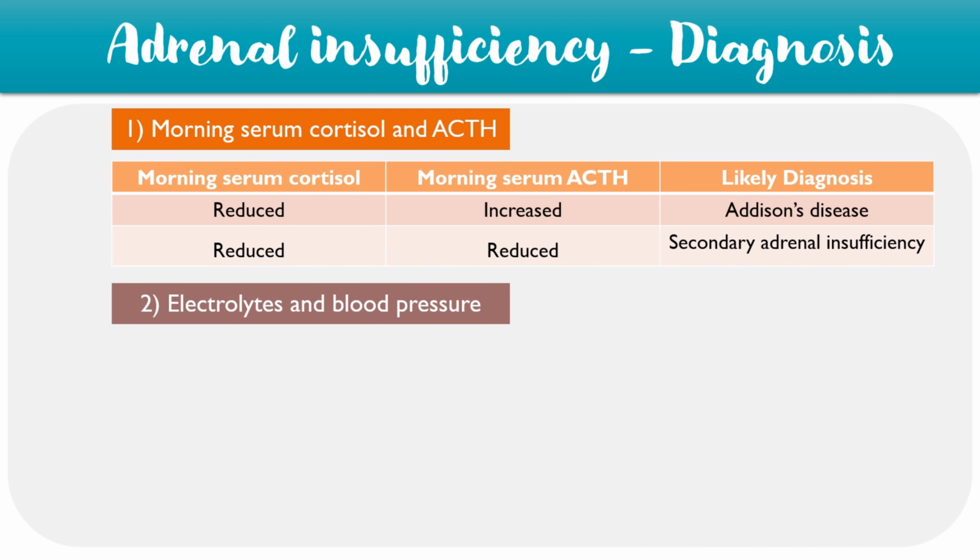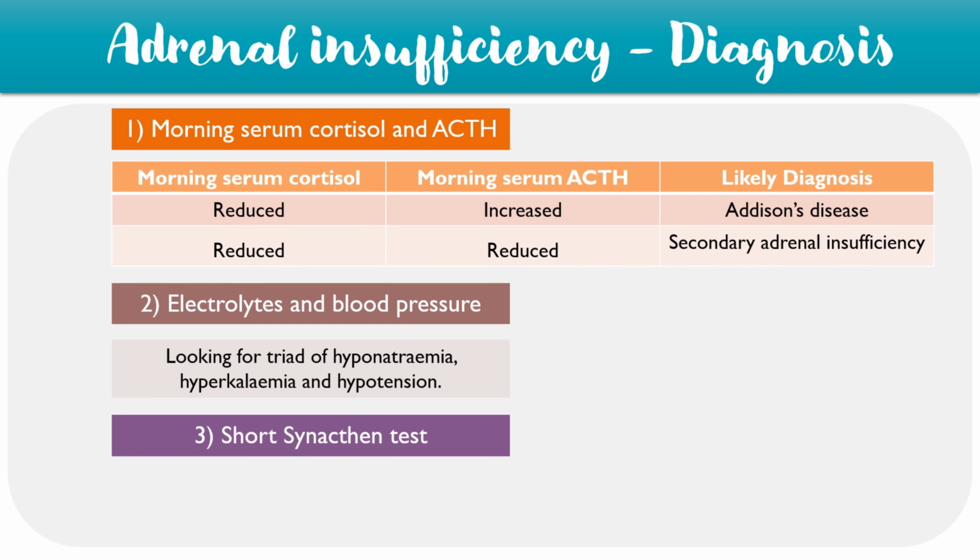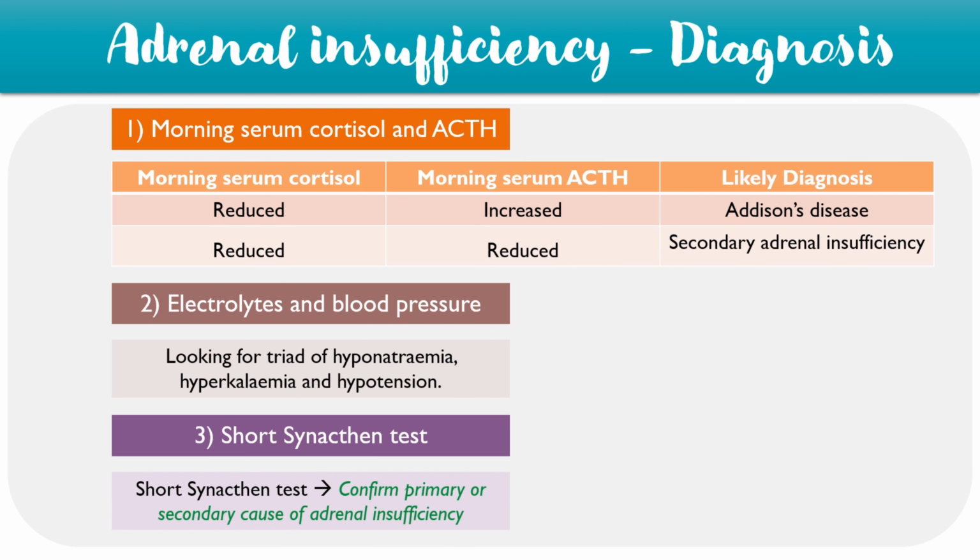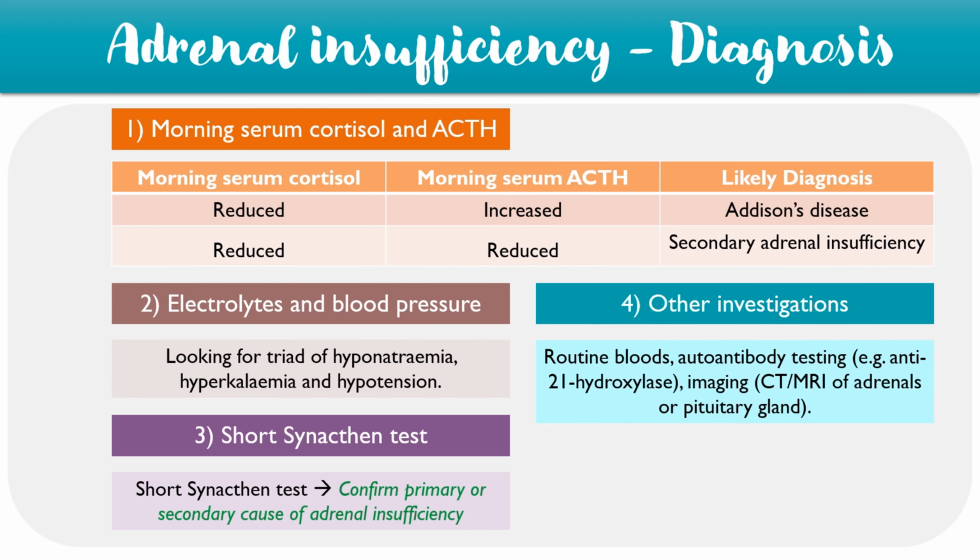Other investigations include electrolytes and blood pressure measurement to look for the triad of hyponatremia, hyperkalemia, and hypotension. To confirm the diagnosis, the short synacthen test can be performed, and I'll discuss this in more detail in the next slide. It's also important to look at other investigations, such as routine bloods, autoantibody testing, and imaging if required.